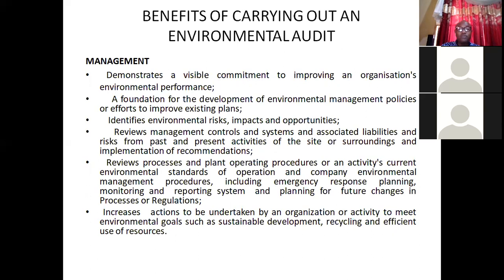It demonstrates visible commitment to improving the organization's environmental performance. An environmental audit shows that the company is ready to improve its environmental performance. It's a foundation for development of an environmental management policy or efforts in improving existing plans. If you do an audit, it will help you to know where you are lacking. An environmental audit also helps you to identify risk and impact and also gives opportunities that are happening.